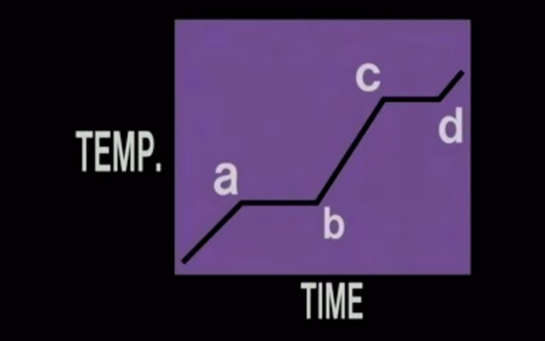On this graph of time versus temperature, the first segment represents heating of the solid. At point A, the solid melts. The temperature remains constant while melting occurs. At B, all the solid has melted, and the temperature again increases as the liquid is heated. At C, the liquid boils. Again, temperature remains constant with time until all the liquid has been converted to gas at point D. Then temperature again increases as the gas is heated.